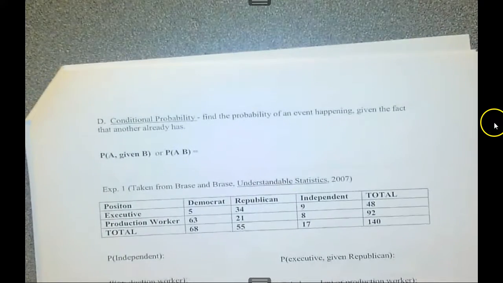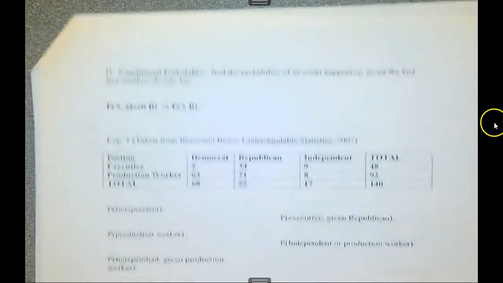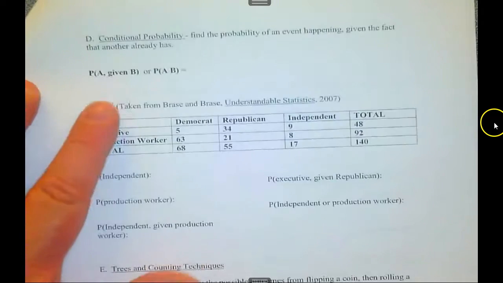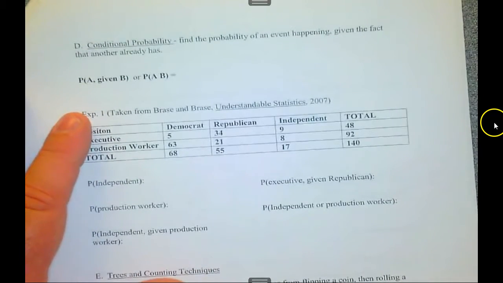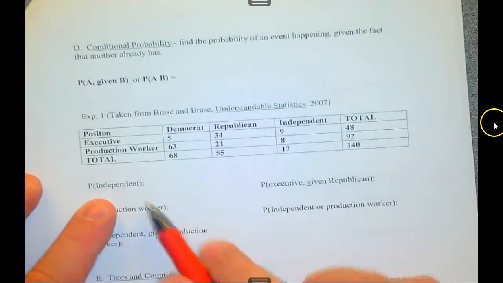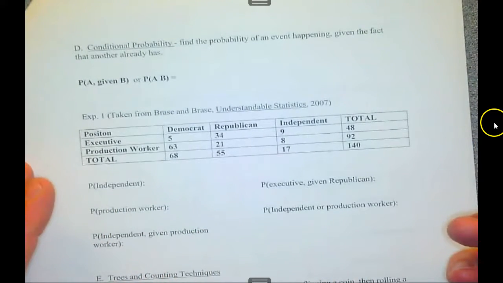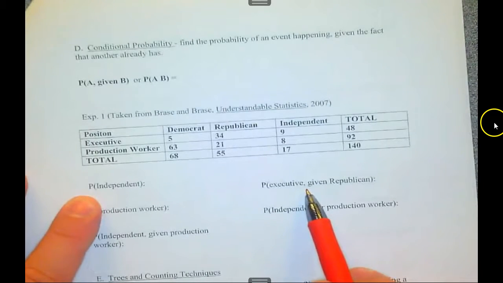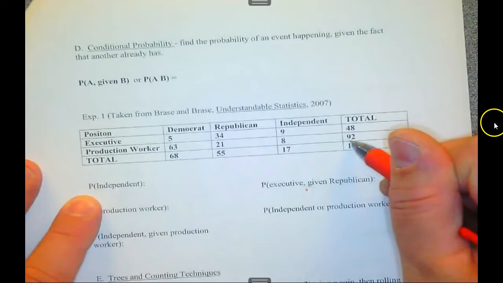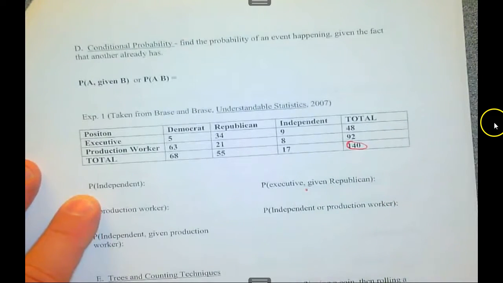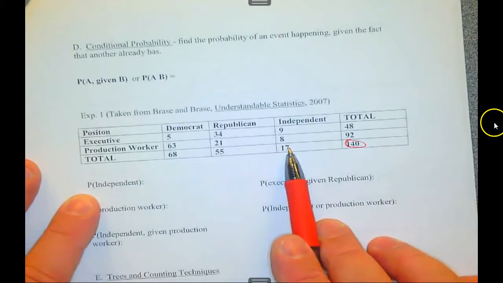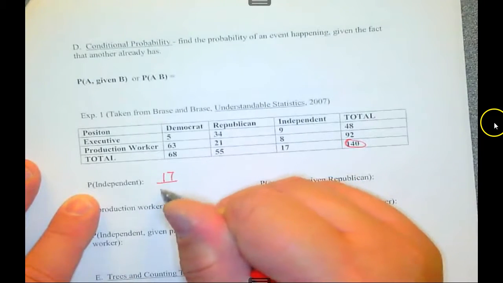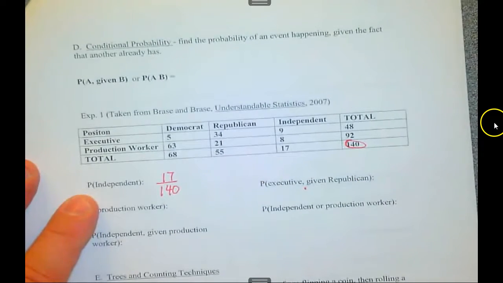You guys want to review some conditional probability? Okay, remember, given is our new denominator, right? Okay, so I'll do these two. The probability. Here's my totals, right? Total number of what is this? Trees, workers, people. The probability of independent. Well, let's see. 17 are independent out of 140. That might reduce, but I don't care.